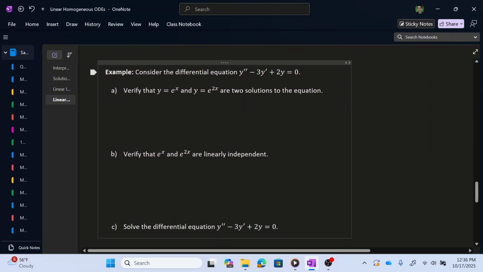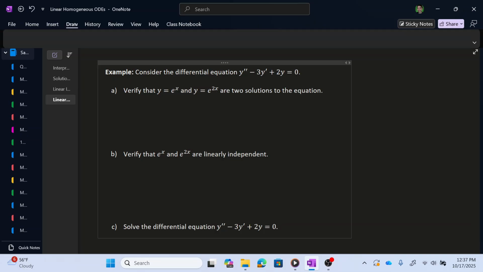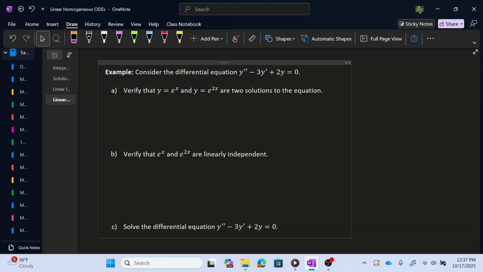I have the second order linear homogeneous differential equation y double prime minus 3y single prime plus 2y equals 0. We're going to solve this equation, and we're going to solve it by starting with two functions that are solutions to this equation. I'm just going to give these solutions to us today, and over the course of the next couple of days, we're going to learn how to find these two solutions to start with. Verify that y equals e to the x and y equals e to the 2x are two solutions to the equation.